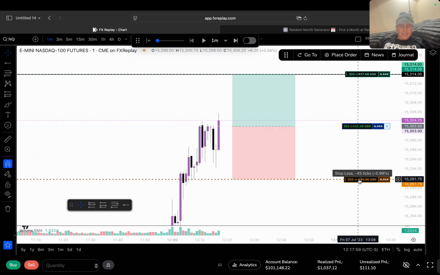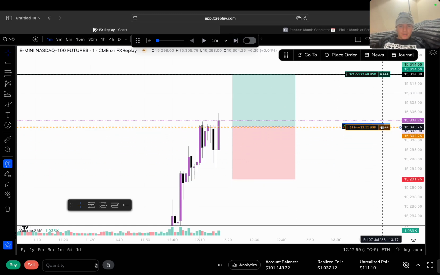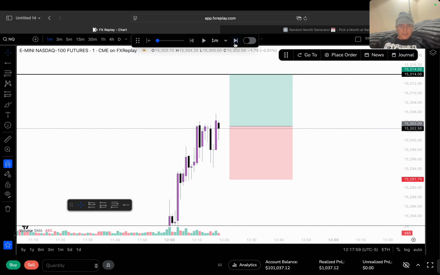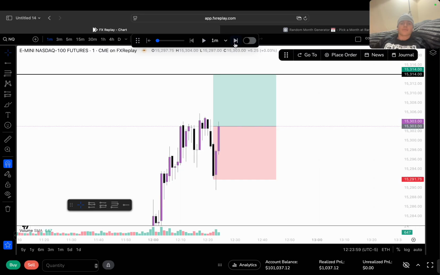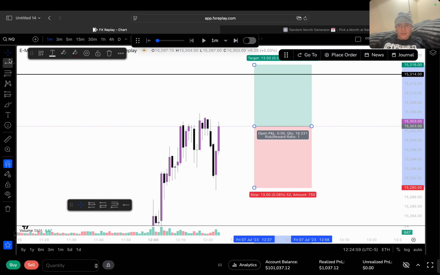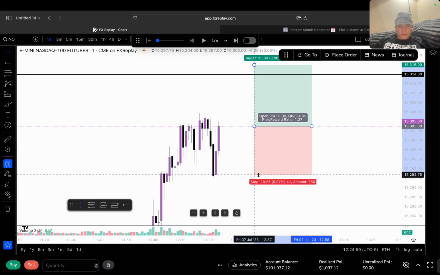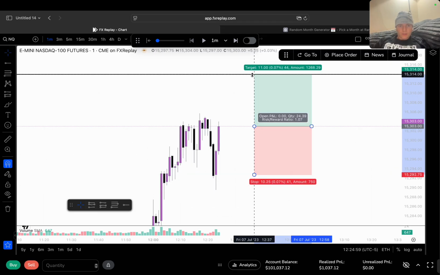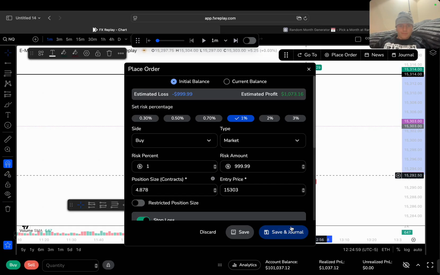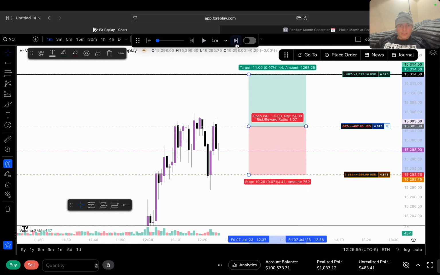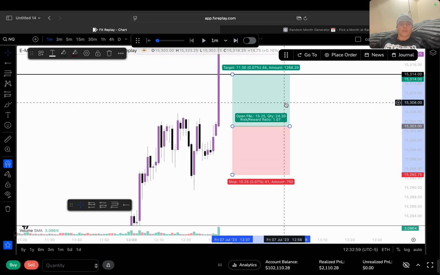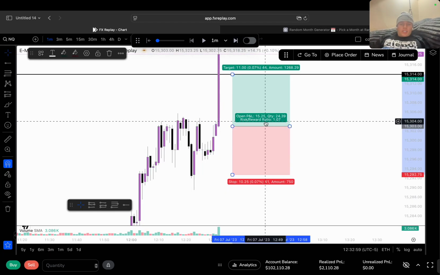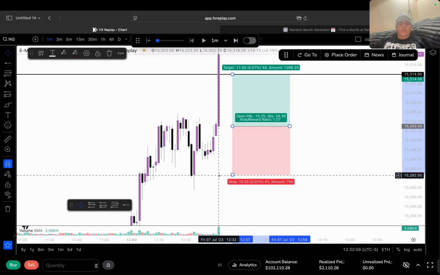Oof. I'm actually not very confident, so I'm probably gonna go break even right now. But honestly, don't mind the re-entry here. There we go. So obviously this trade is a lot later than I typically like.